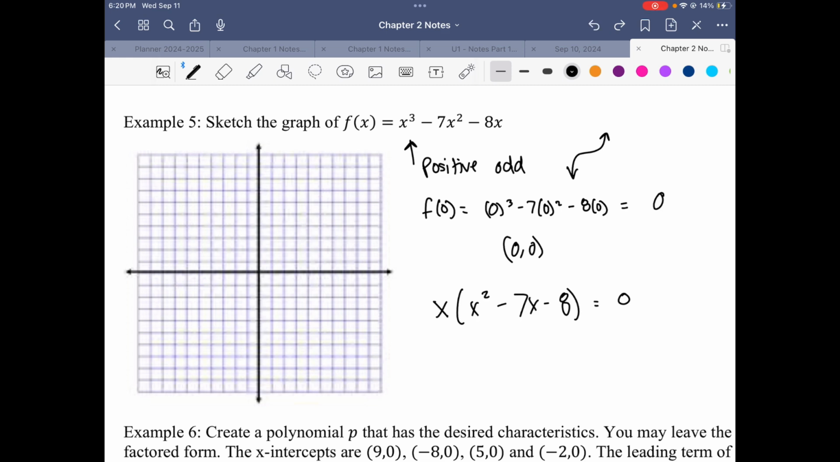Next thing I have to do is find some x-intercepts. And just like y-intercepts are where x equals 0, x-intercepts are where y equals 0, or where the whole thing equals 0. Now in order to solve this, I'm going to factor out my x first. They all have an x. Okay, so I'm going to pull that one out. Then I have a really nice quadratic in here that I can factor. And in fact, it factors to x minus 8 multiplied by x plus 1. Okay. And then, of course, we still have our factor of x out in front, and it does still need to be equal to 0.